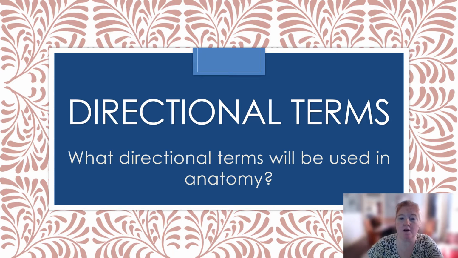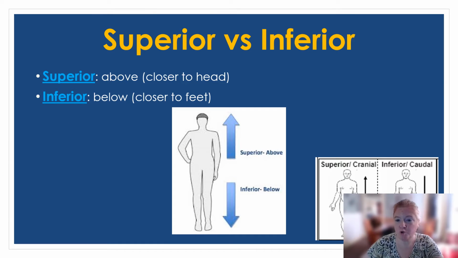Okay, we're ready to talk about directional terms. So what directional terms are we going to use in anatomy? First, we have superior versus inferior. Superior, closer to the head, inferior, closer to the feet. And just a quick reminder, whenever you see these notes right here, that is what is on the note sheet you're going to be given in class.